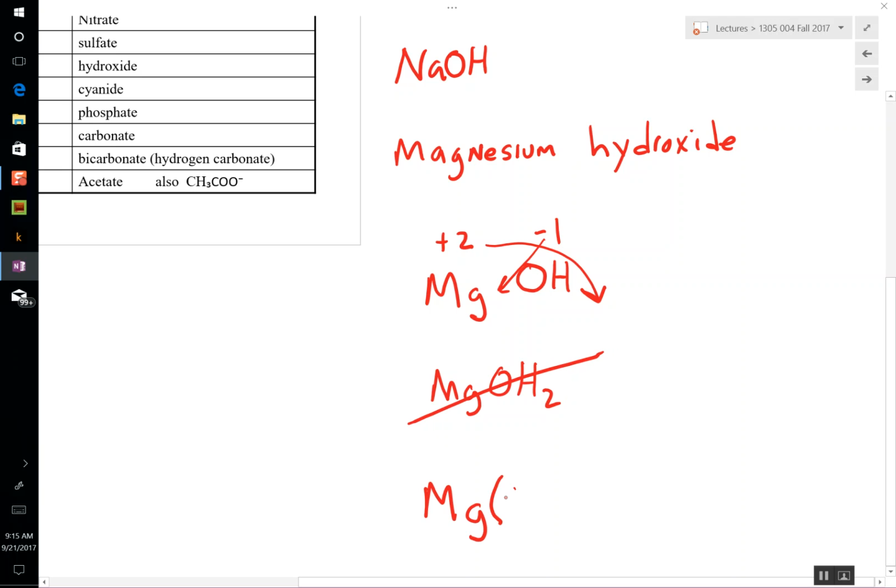We put a parenthesis around that hydroxide and put 2 outside the parentheses. So that tells us what we've got there is 1 magnesium ion and 2 hydroxide ions. All right? This here would have told me I got 1 magnesium, 1 oxygen, and 2 hydrogens. That would have been wrong. Wrong. Okay, so you need a parenthesis there.